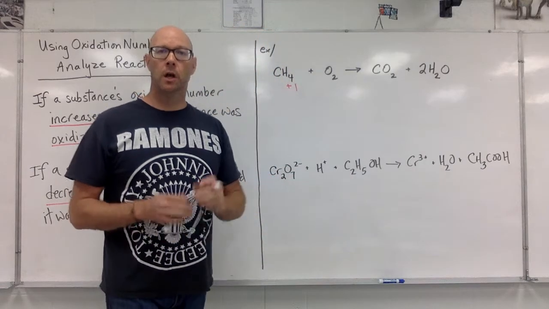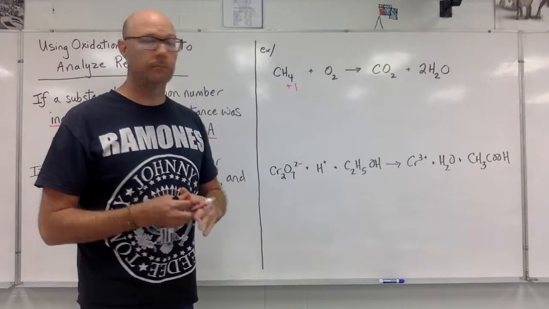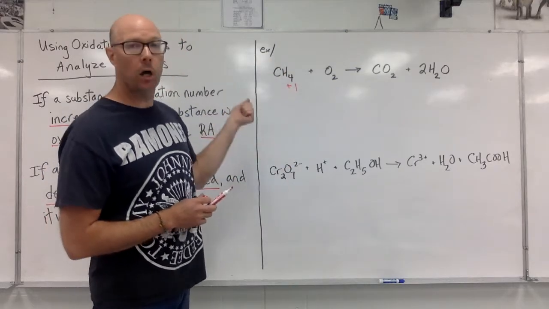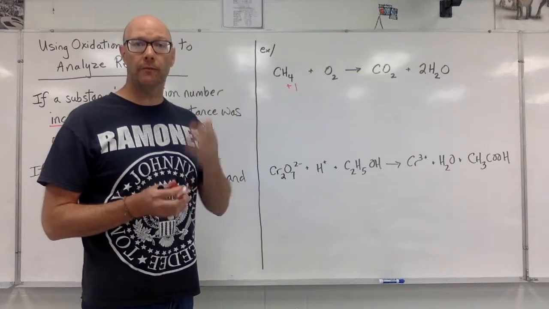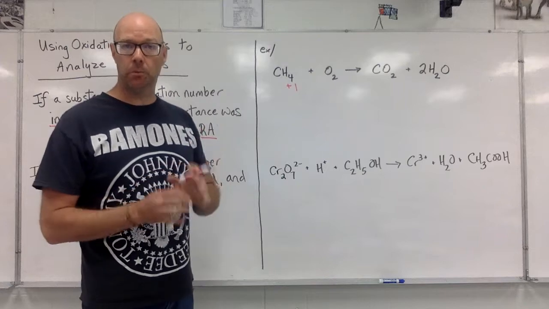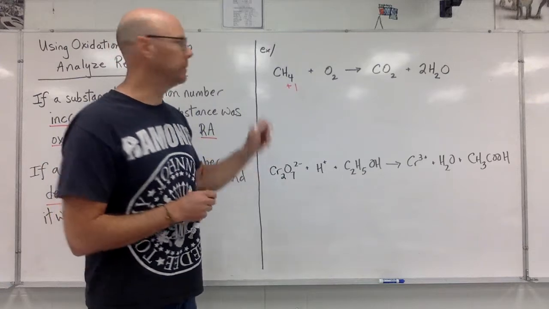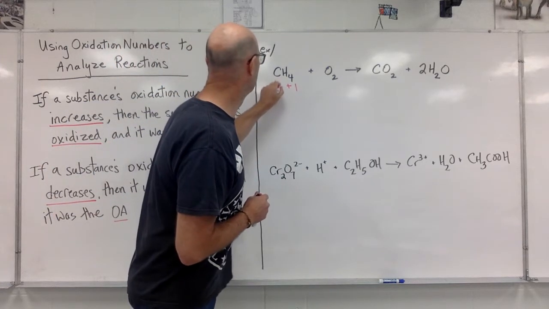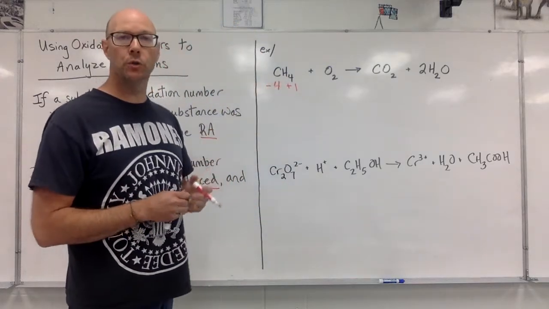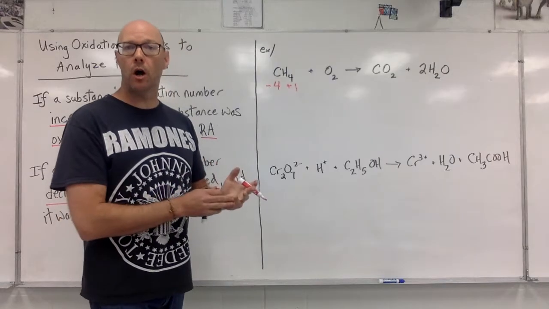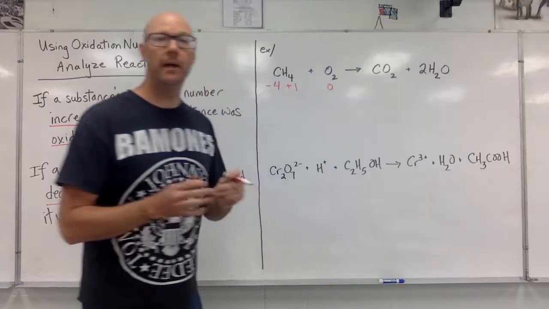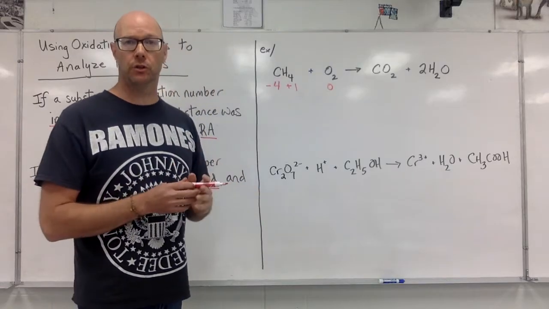In a compound, hydrogen is +1. This methane has no charge, and so the one carbon must cancel off all the oxidation numbers for the hydrogen. Each hydrogen is +1. That means the carbon is -4. Here I have O2. That's the elemental form of oxygen, so its oxidation number is 0. Elements have an oxidation number of 0.